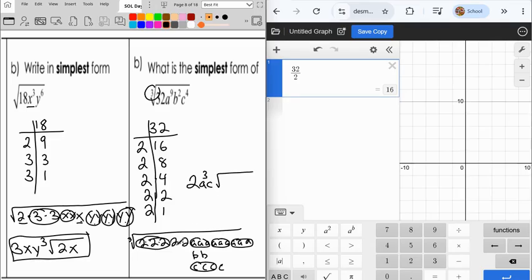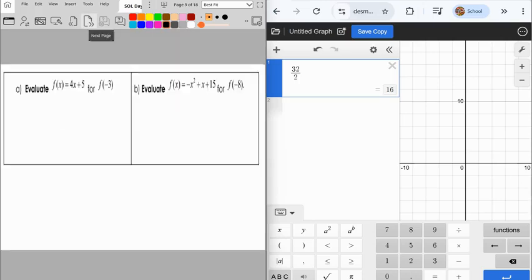What's left inside is 2 times 2, which is 4. And then 2 B's, so B squared, and a C. And there's my cube root. And it is simplified. All right, the next one we're going to be doing is evaluating.